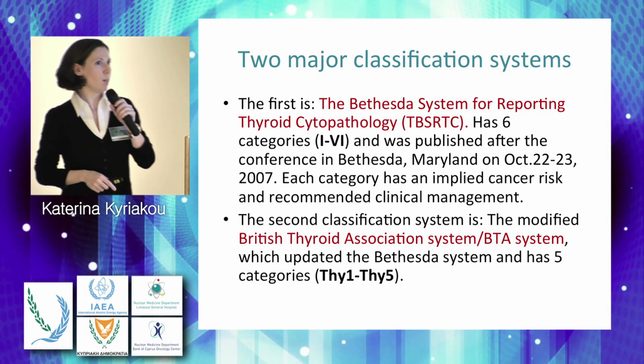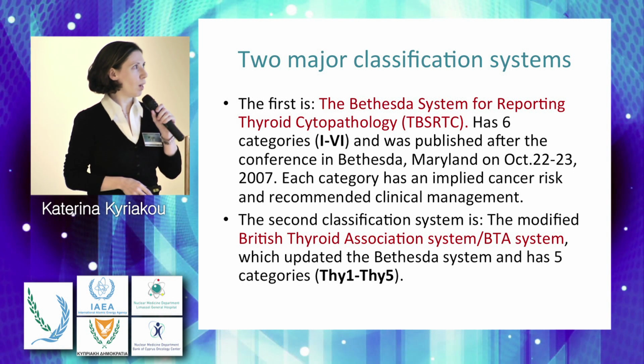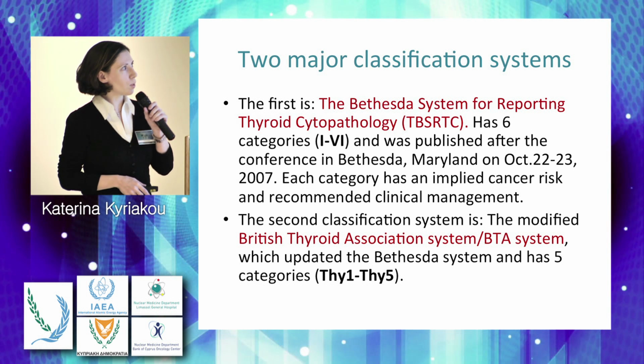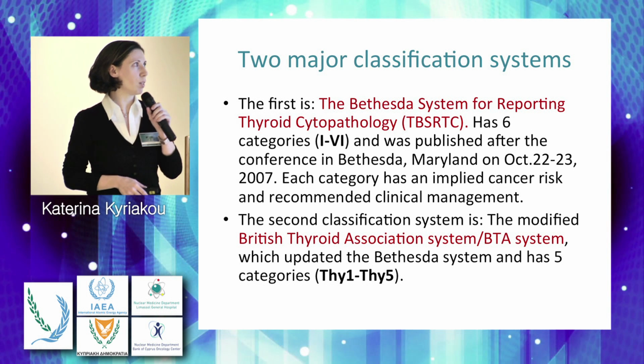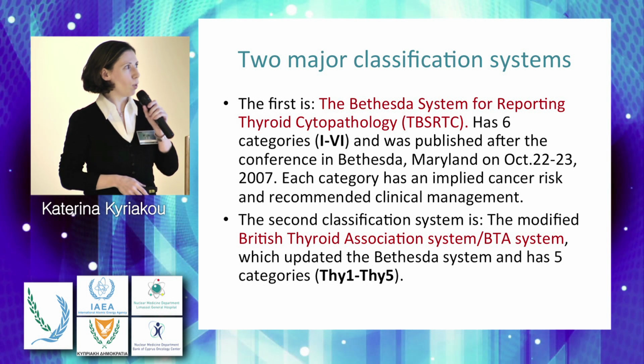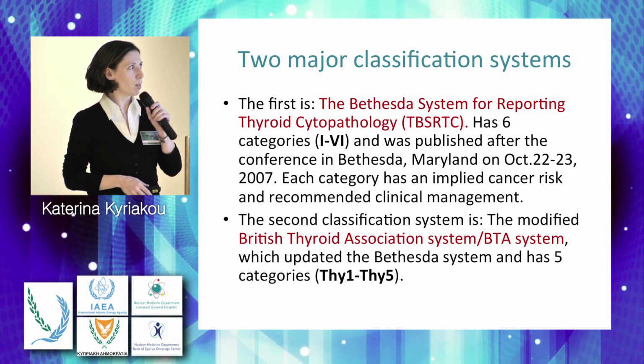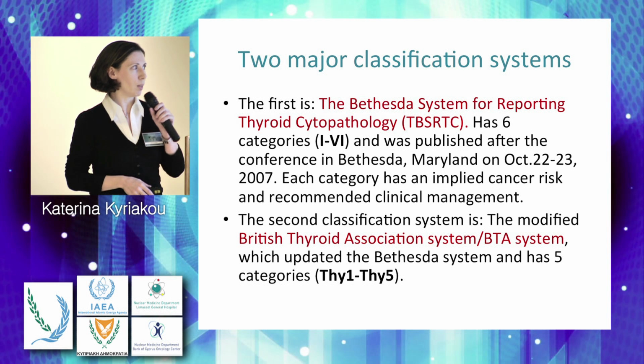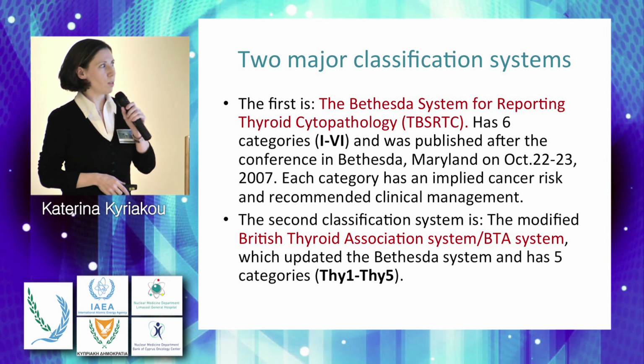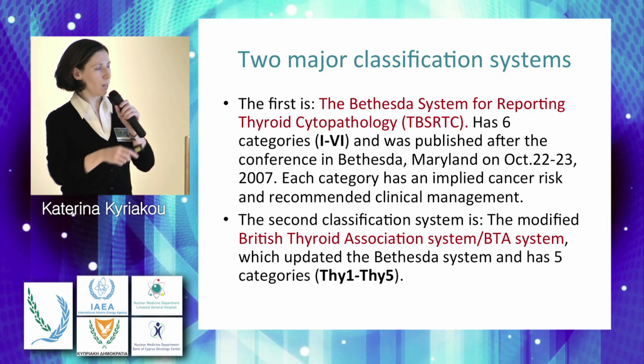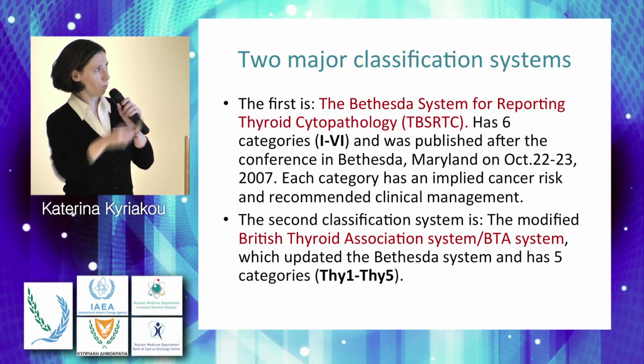The first one is the Bethesda System for reporting thyroid cytopathology, which has 6 categories, and it was published after the conference in Bethesda, Maryland in 2007. And each category has an implied cancer risk and recommended clinical management. The second classification system is the Modified British Thyroid Association system, which has updated the Bethesda system and has 5 categories instead of 6.